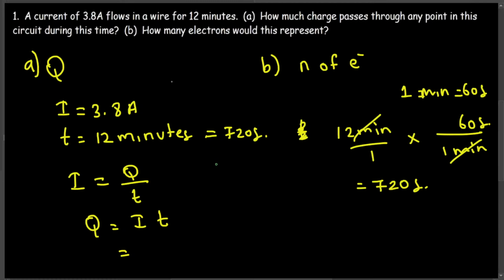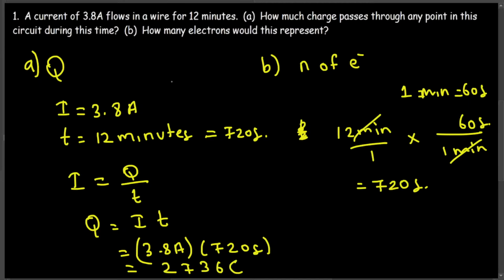Now we have the time and the current available, so we can calculate the charge. 3.8 ampere multiplied by 720 seconds gives us a charge of 2736 coulomb. Okay, so now we have solved the first part, that is A, 2736.